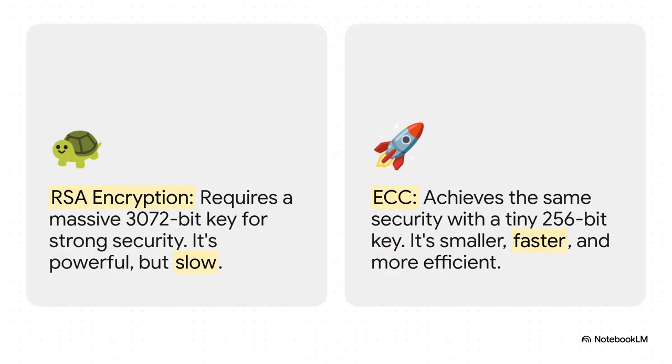So for a long, long time, the king of the castle was an encryption method called RSA. And look, it's strong, but to get that top-tier security, you needed these massive 3,000-bit keys. They're just way too slow and clunky for the little computers in our phones or smartwatches. And then, back in the mid-80s, a new hero shows up, ECC. It gives you the exact same level of security, but with a tiny little 256-bit key. It's just smaller, way faster, and so much more efficient.